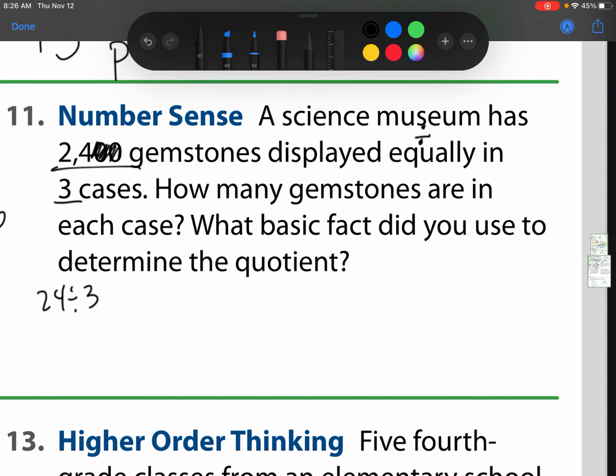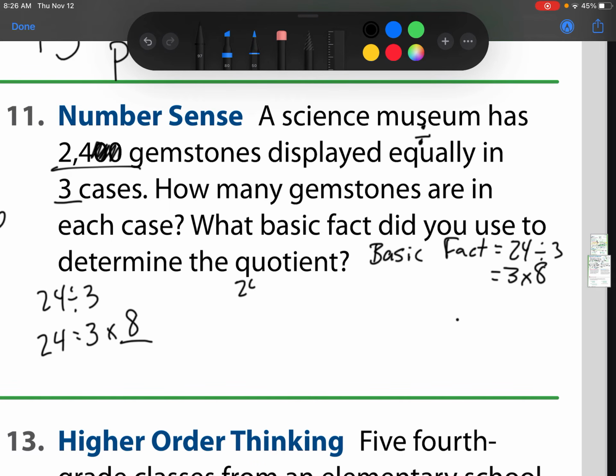So what is that? Well, if we don't know, we can also do 24 equals 3 times blank, and that would be 8. So my basic fact I used, let's label it, basic fact, was either 24 divided by 3, if you know your division facts, or it was 3 times 8. So either one of those would work. So now, what's our answer? Well, we have 8 for our answer, because that was our missing part, but we have to add those 2 zeros back on. So there's going to be 800 gemstones in each case.